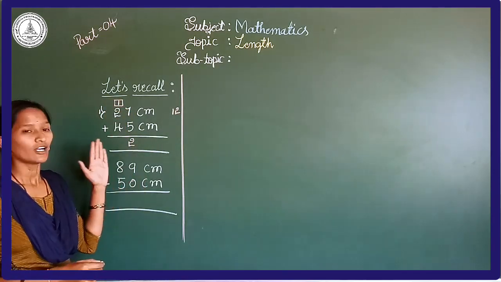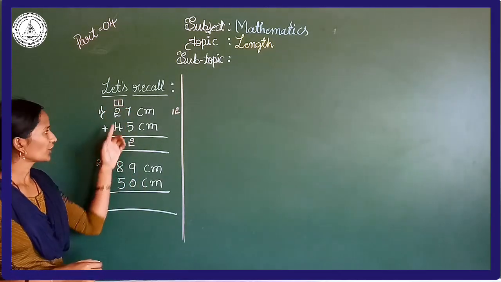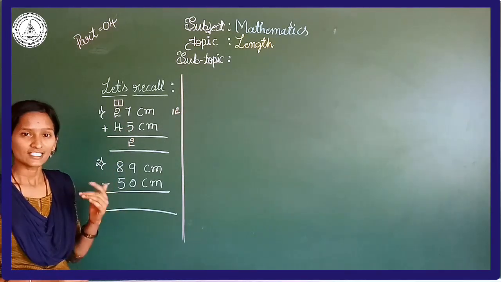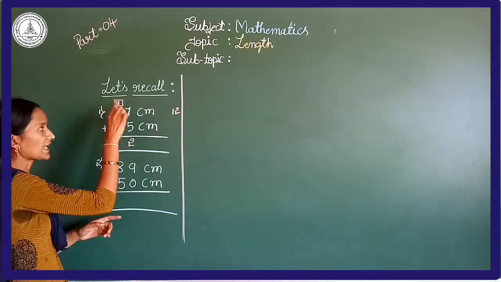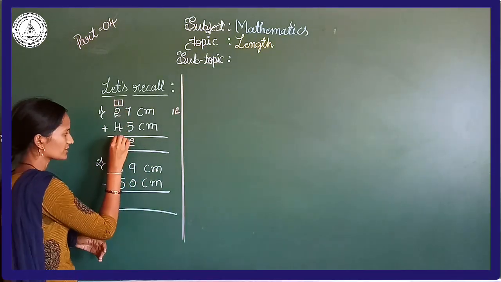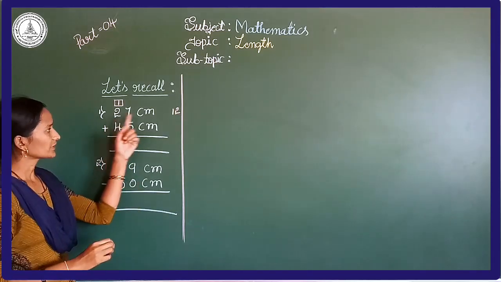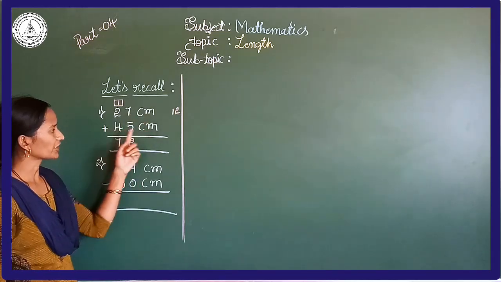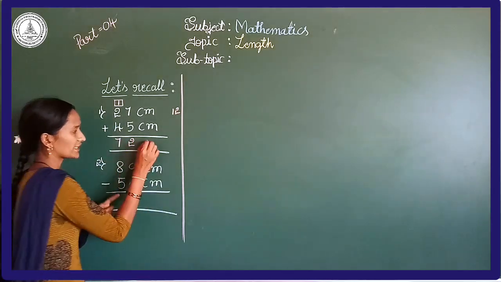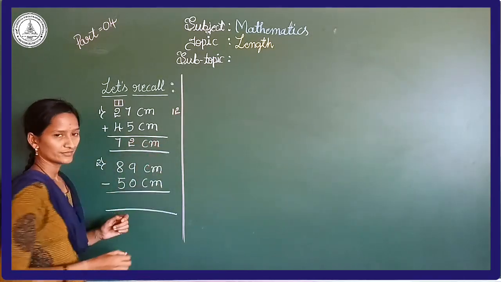Now come to the tens column. The numbers are 2 plus 4. What is 2 plus 4? 2 plus 4 is 6, right? So 6 plus this 1, 6 plus 1 is 7. So write down here 7. See here, 27 centimeter plus 45 centimeter gives the sum as 72 centimeter, right?